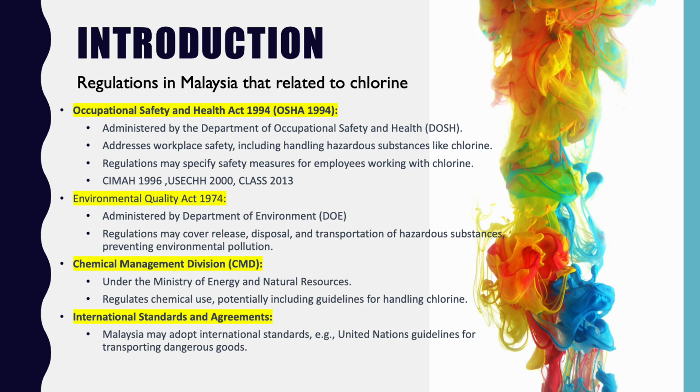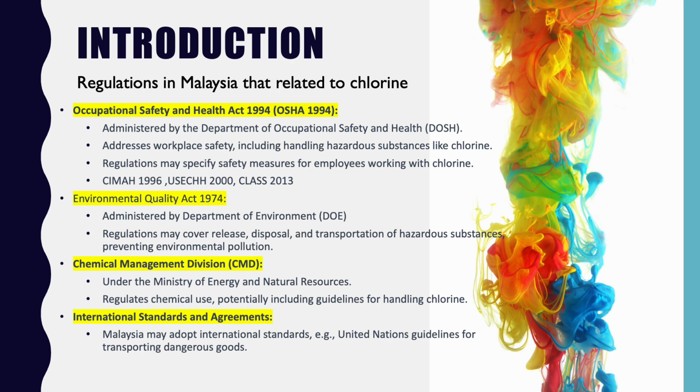Regulations in Malaysia related to chlorine include the Occupational Safety and Health Act 1994, OSHA 1994, administered by the Department of Occupational Safety and Health, DOSH, which addresses workplace safety, including handling hazardous substances like chlorine. Regulations may specify safety measures for employees working with chlorine, such as the CEMA Regulation 1996, USECHH Regulation 2000, CLASS Regulation 2013, and the Environmental Quality Act 1974, administered by the Department of Environment, DOE.